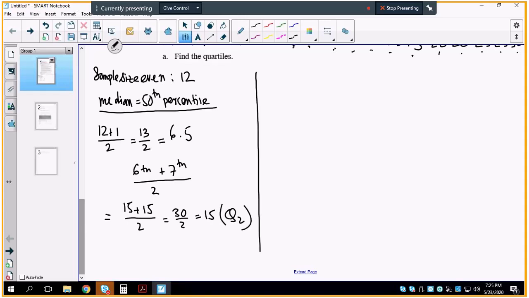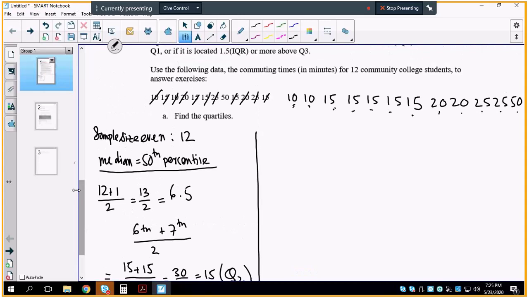Once I have done this segregation of data, I will say 1, 2, 3, 4, 5, 6. So this is the median 15. So that is the left-hand set and this is the right-hand set. But each set has 6 elements. So sample size is 6. So you're finding the median of the lower half now.